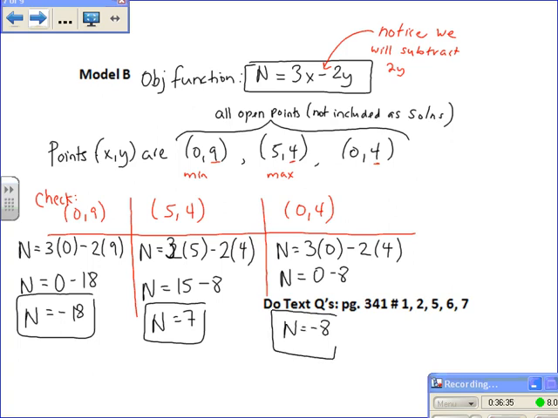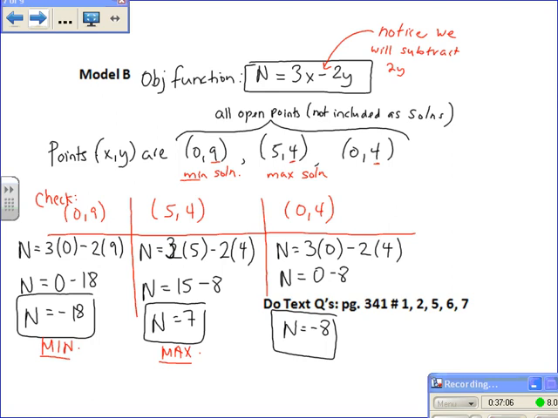So I plugged them into my objective function, and now I can actually see the values of n. Negative 18 is my minimum, so I did take a good guess and I was correct. My maximum value is 7, the most positive value I have, since the other two values are both negative. That means the point (5, 4) was my maximum solution, and this other point was my minimum solution.